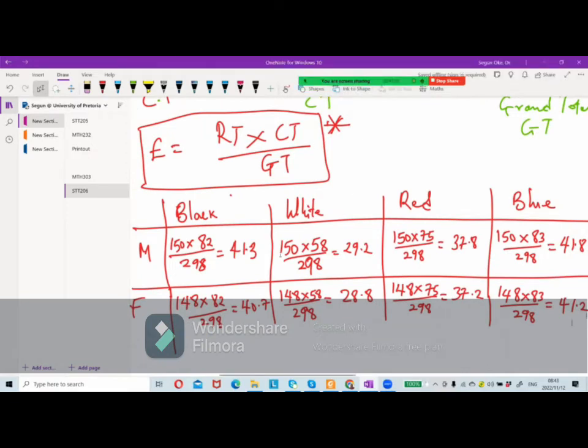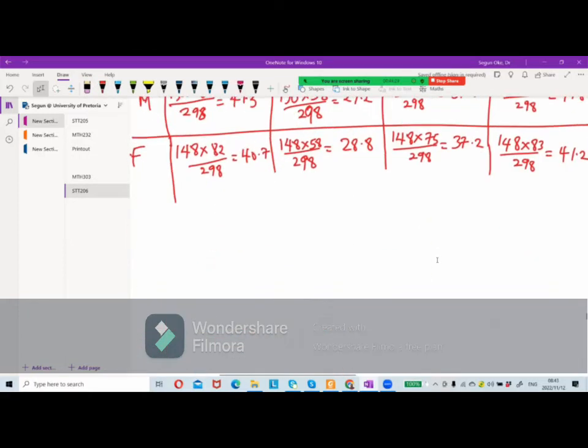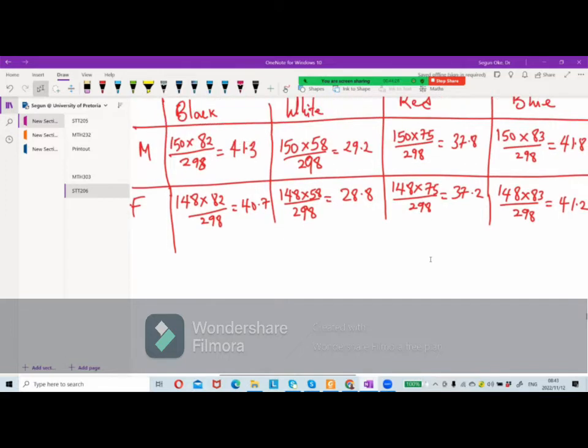So we all know the way we can calculate our expected values now. Now that we have the expected values, the next thing is to apply the main formula, the one I stated here. Are you getting it? Any question? How do we solve this one?